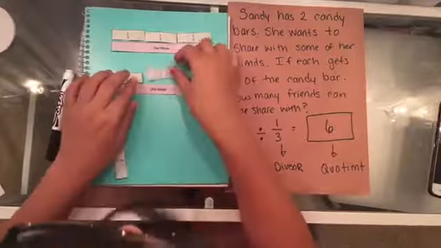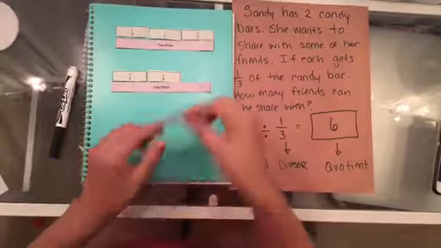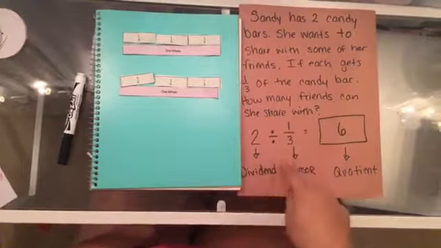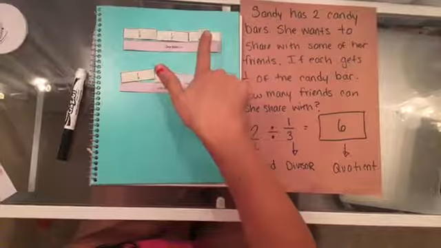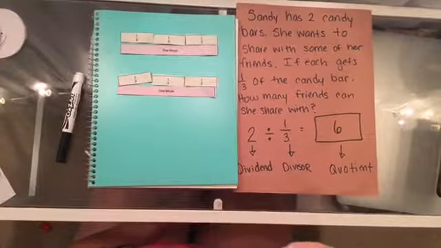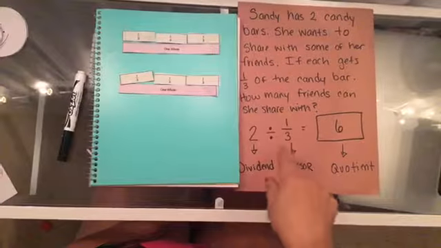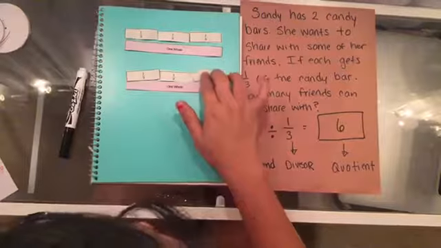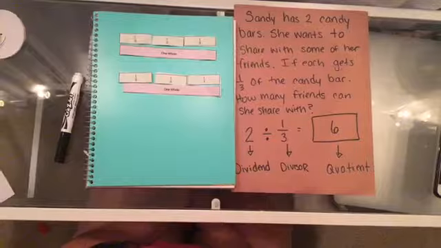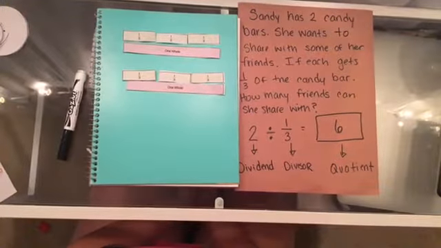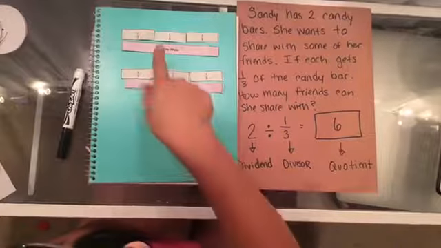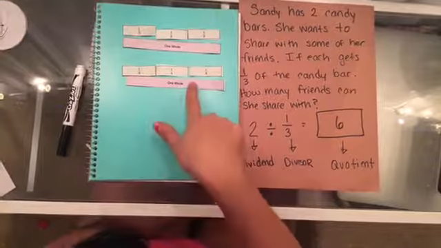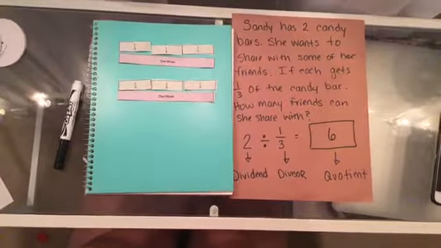1, 2, 3. So in our 2 wholes, we have 1, 2, 3, 4, 5, 6. We have 6 1/3 parts. Okay, so going back to our problem, we can figure out that if Sandy has her 2 bars and she divides them into 1/3 parts, she can come up with 1, 2, 3, 4, 5, 6 different parts. Therefore, she is able to share with 6 friends.